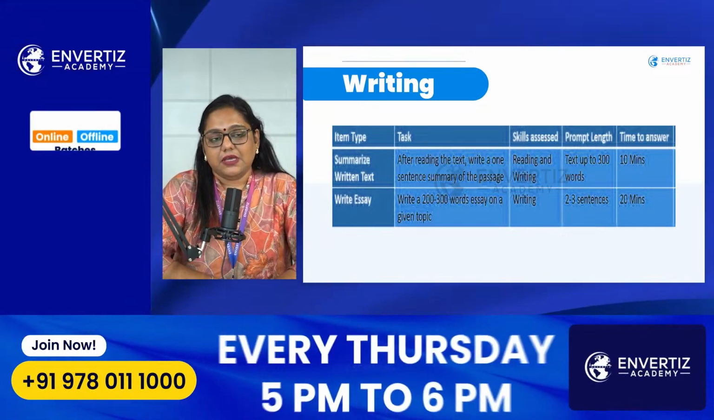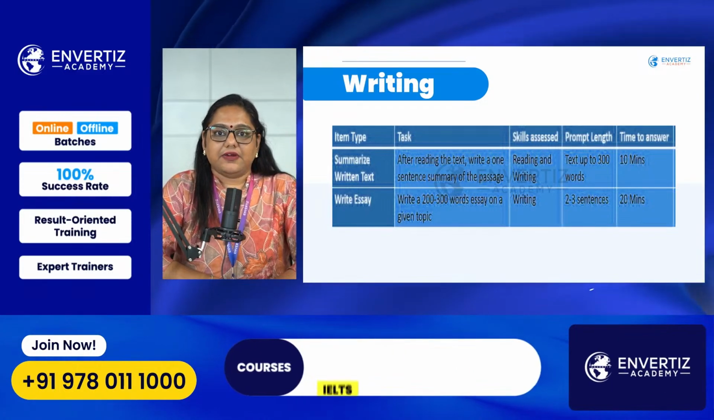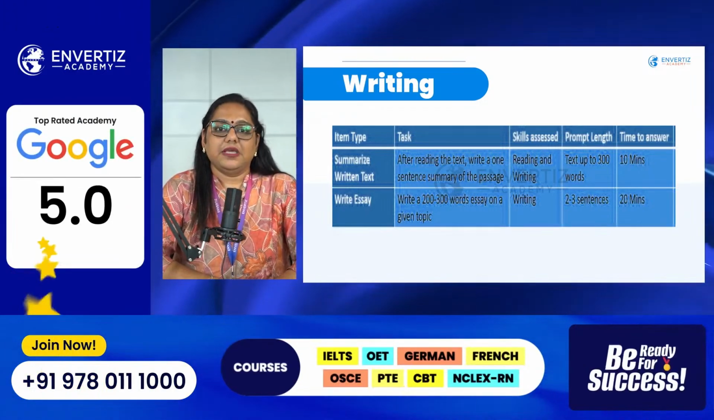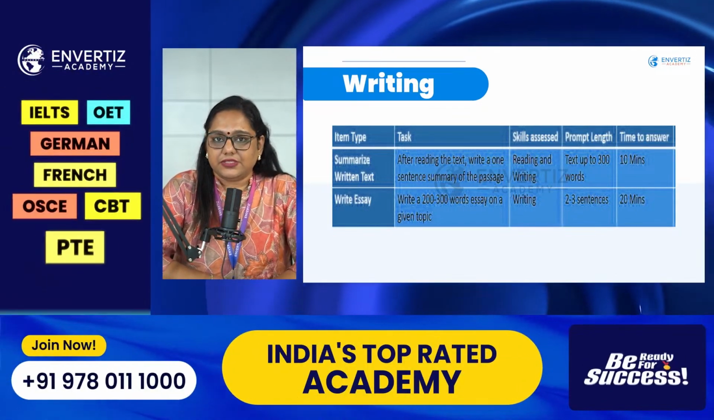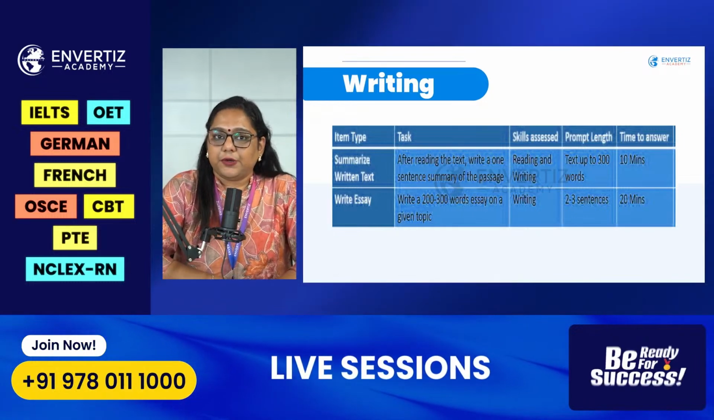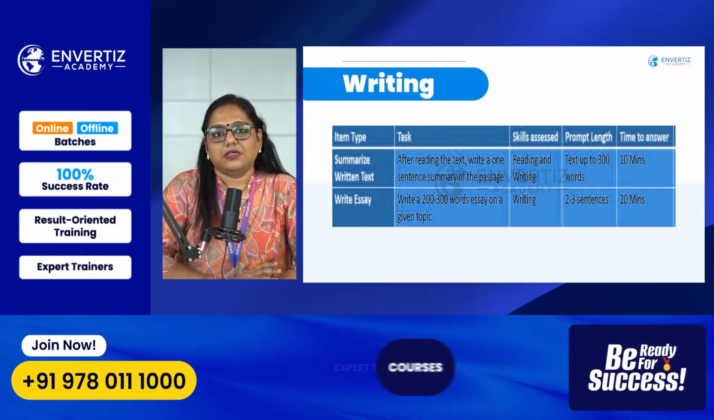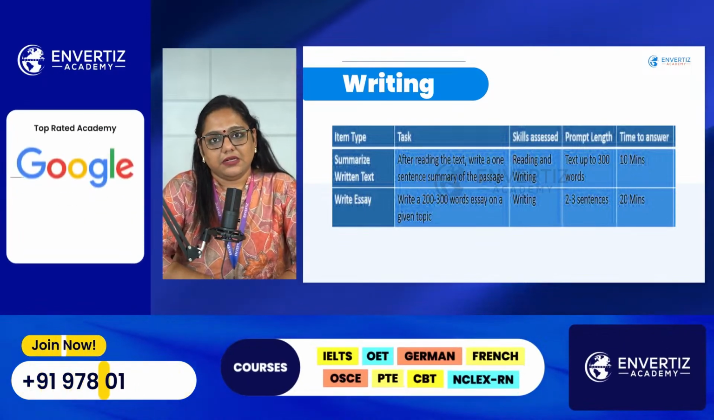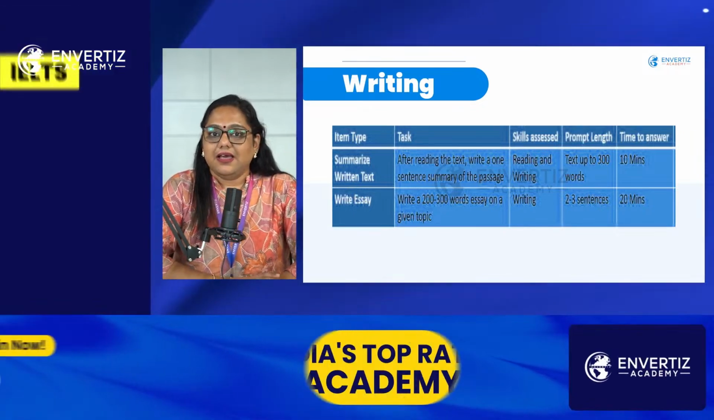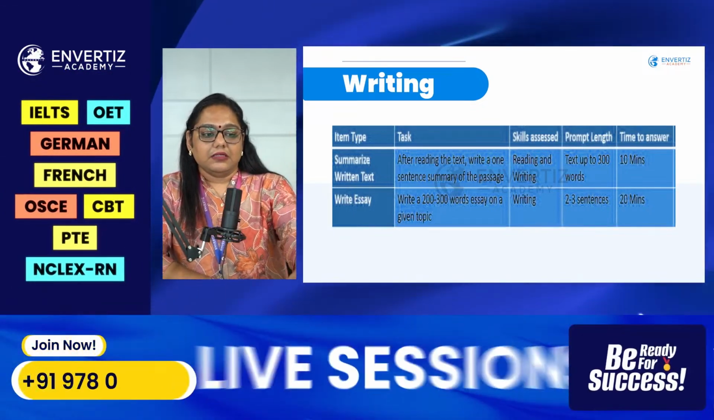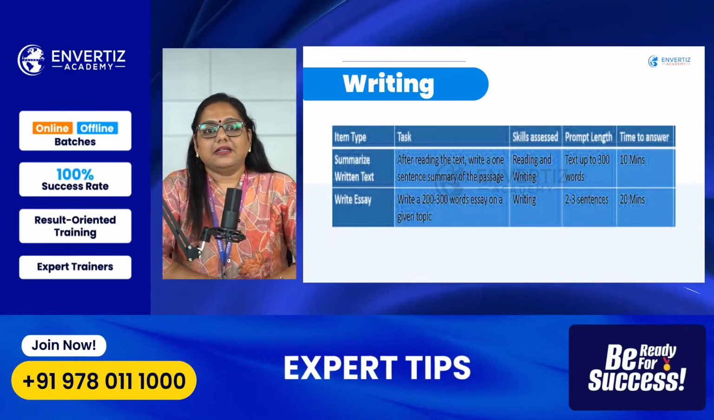It is timed. You have a time of 10 minutes to finish it. The second task in writing module is essay. You'll be given a statement. It can be anything, maybe agree, disagree, advantage, disadvantage, or share your opinion. It can be any essay question like that, and you have to answer it, and the word length should be 200 to 300 words. You have 20 minutes to answer it. That is the writing module. So writing is again timed at 30 minutes. So that would get over in exactly 30 minutes.